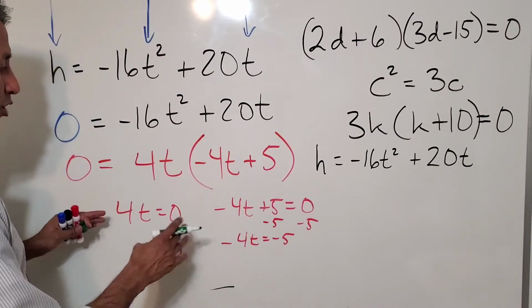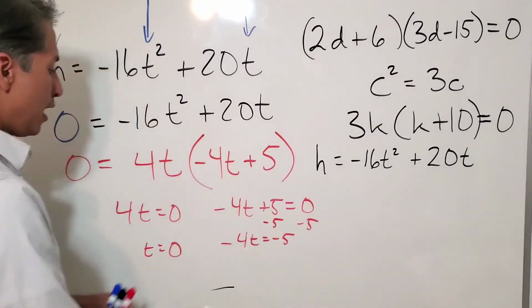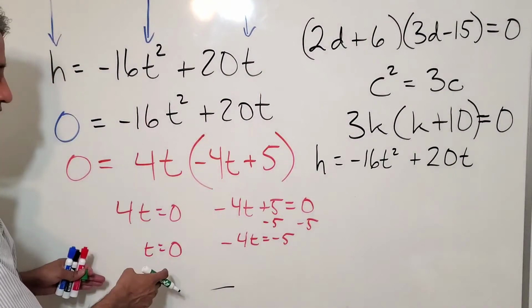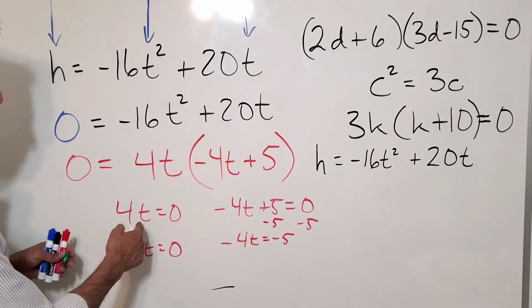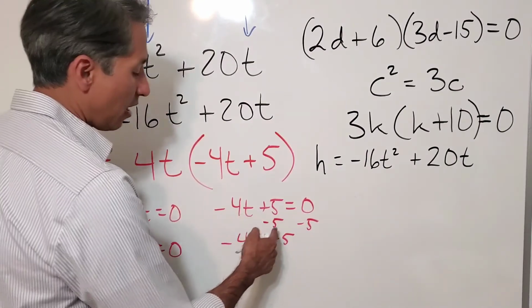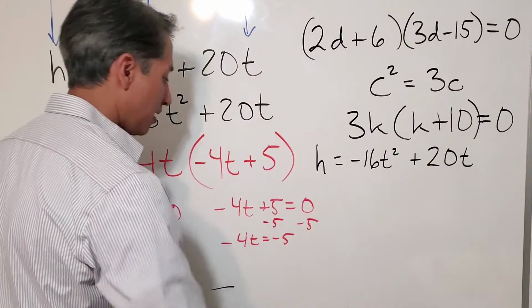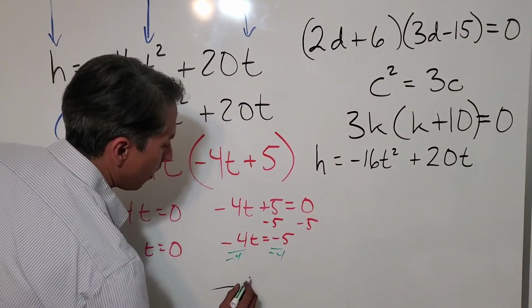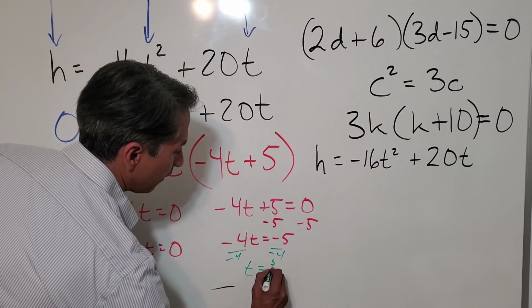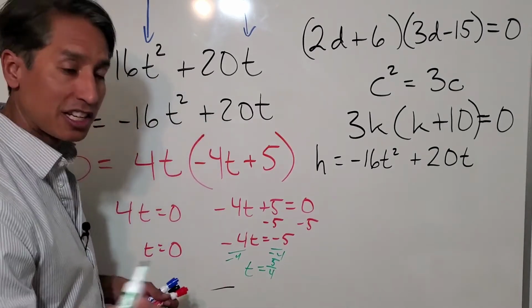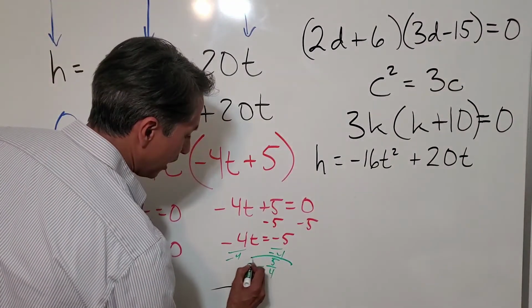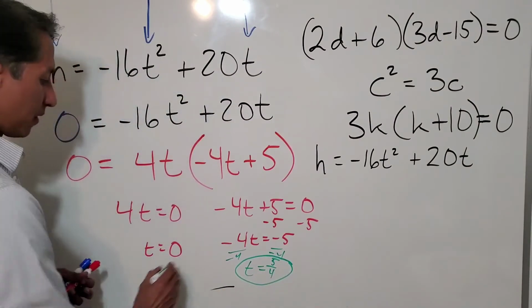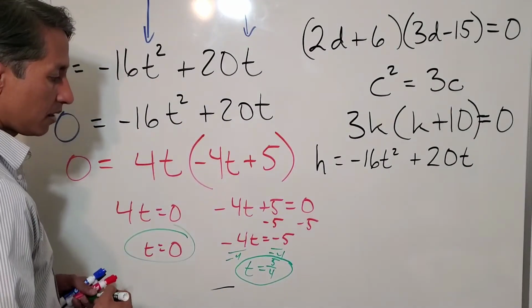The books are going to encourage you to work on them separately like that and solve for t. So t equals 0 over here, right? Because 4 times 0 is 0. And then over here, I moved the number to the other side. Now I've got to divide by negative 4. So I end up with t equaling 5/4. I hope this is still on the camera. t equals 5/4, and t equals 0. Okay.